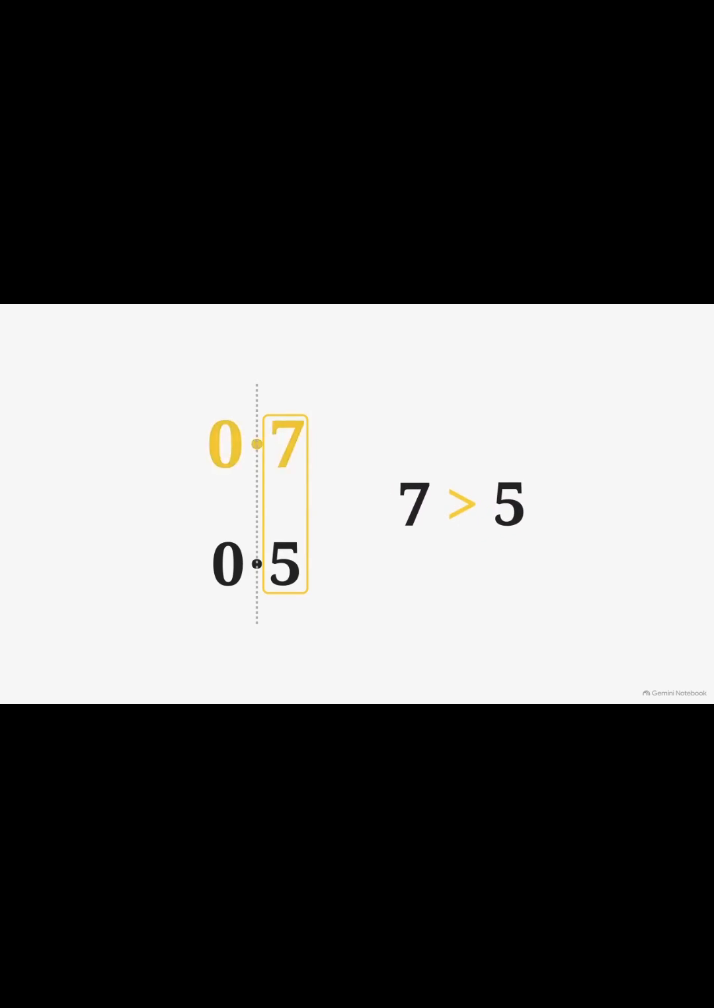With the points aligned, isolate the tenths column. 7 tenths is greater than 5 tenths, making 0.7 the larger number. The real test is comparing 0.35 and 0.53. The common trap here is reading them like the whole numbers, 35 and 53. Do not do that. Pause for a moment.